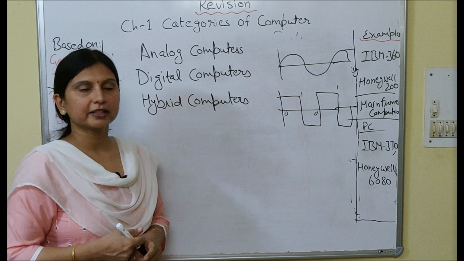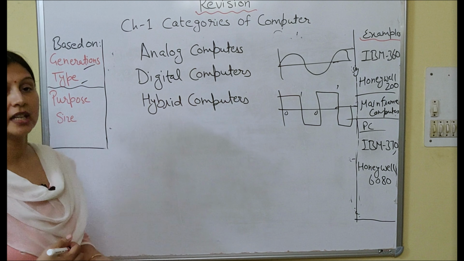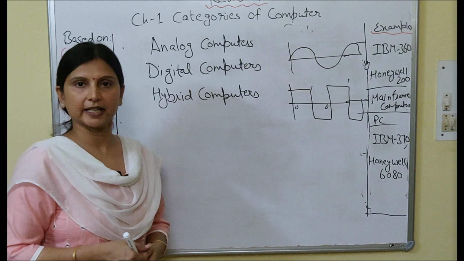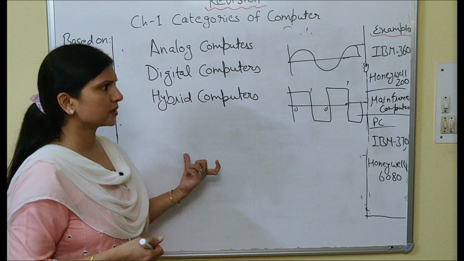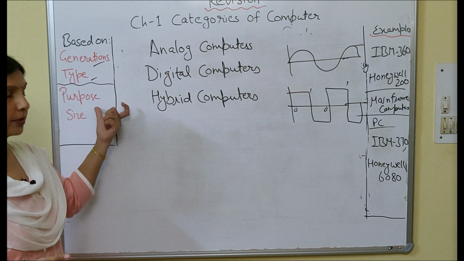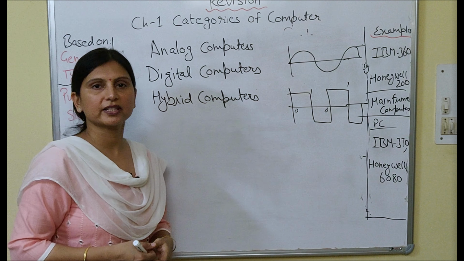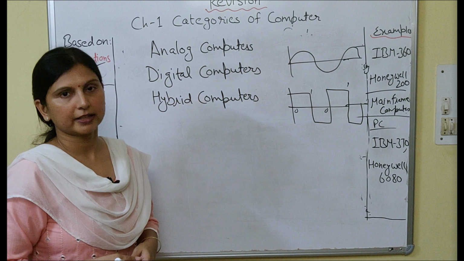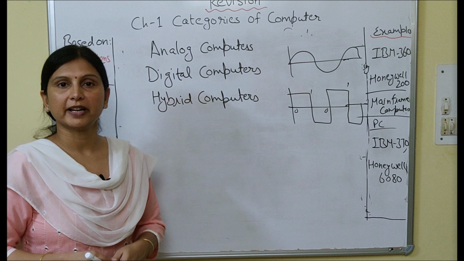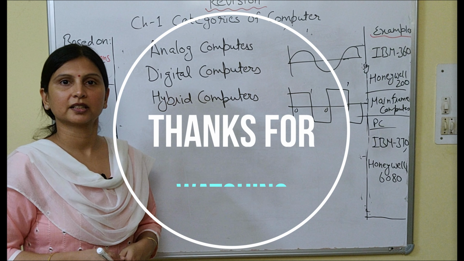So in this video we have discussed categories of computers based on generation and type, and that's it for this video. In the next video we will discuss categories based on purpose and size, and also computer languages. So revise well, and thanks for watching.